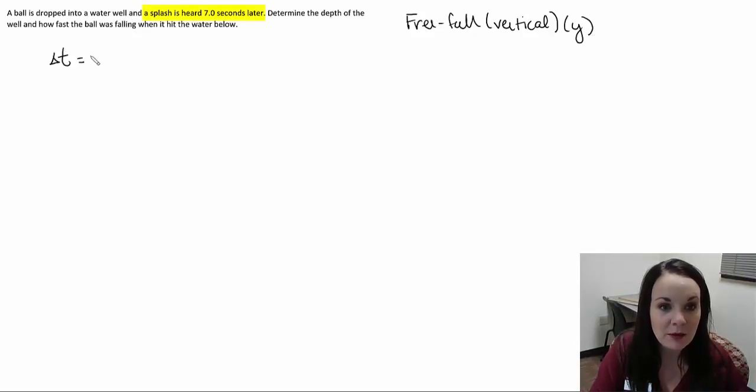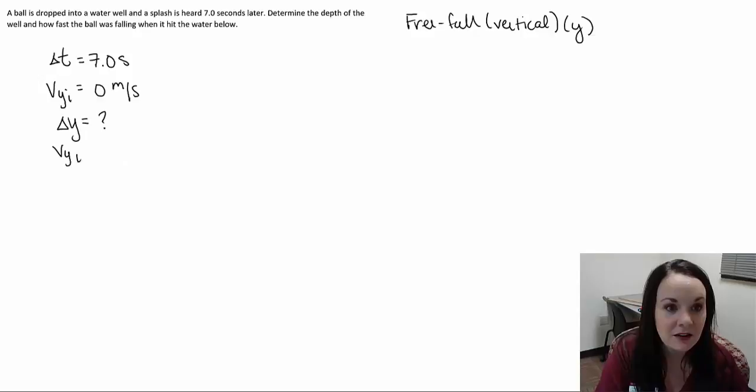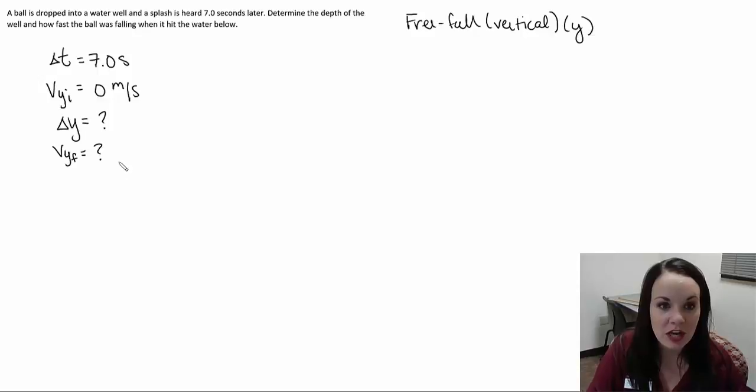Well, it tells us that time, we'll label it as delta t, is 7.0 seconds. Now, if it's dropping, we can assume that its initial velocity was at rest, or 0 meters per second. Now notice I used the y subscript because we're in the vertical. And then the two things that it asks me to find is the depth of the well, which we can do by finding the vertical displacement, and then it wants me to also find the final velocity. Well, make sure we have f, not i. So the final velocity would be the velocity at which it hits the water below. So this is a little list of what we're given as well as what we know.